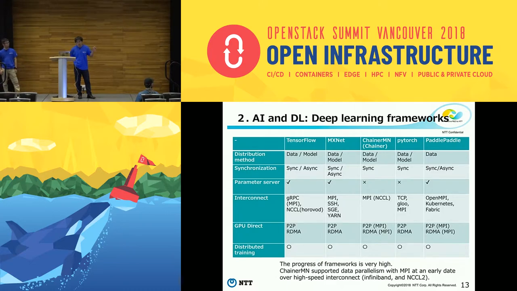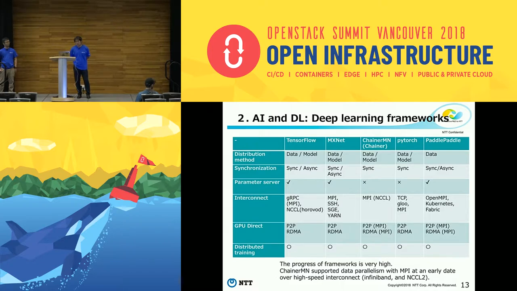Because this was a little bit outdated, there may be some differences in this matrix, but as a result, we chose the ChainerMN framework, which is a distributed version of the Chainer deep learning framework. Chainer is a Japanese deep learning framework, which is implemented by Preferred Networks.